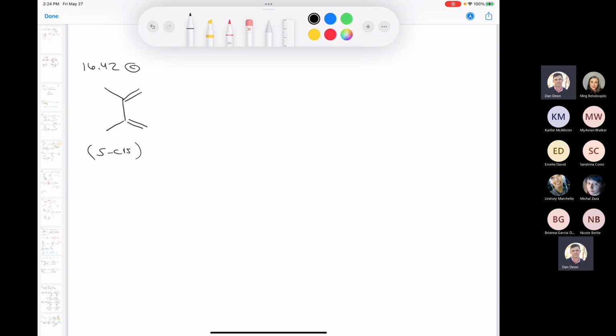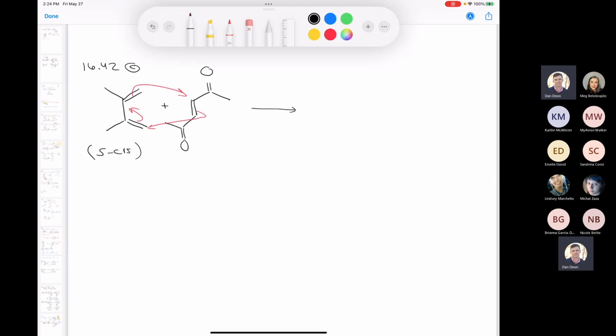And again, in the question, they drew it in the S-trans conformation, but I just rotated the bond to make the S-cis. Now we're going to draw the dienophile, which is a trans or an E dienophile. Now in this case, I'm not going to form a bicyclic product. I'm going to form a cyclohexene derivative. That means that one of the acyl groups will be going up and the other one will be going down. And I will form the enantiomer as well. Let's draw our curved arrows for our Diels-Alder reaction.